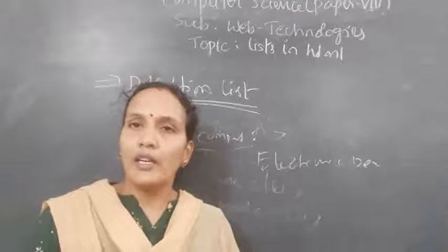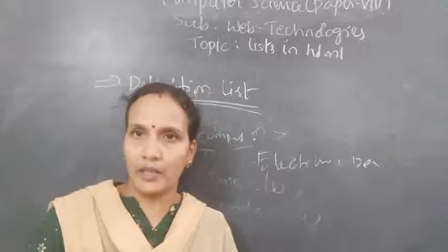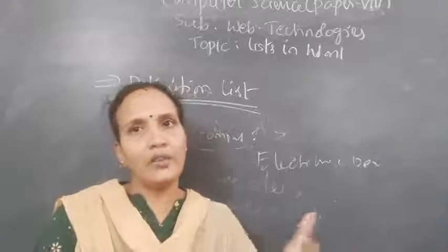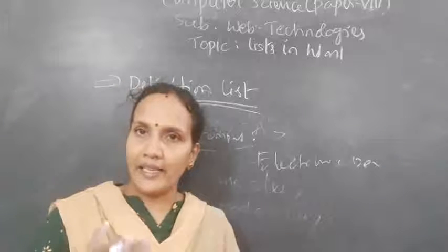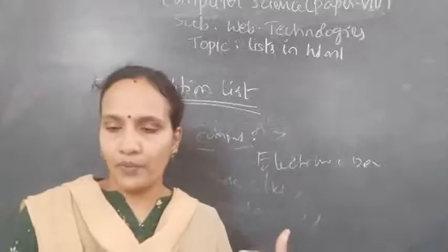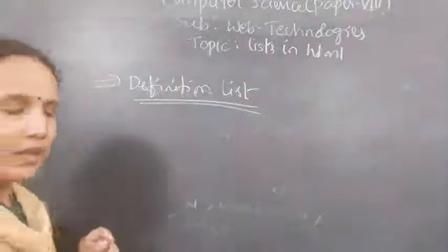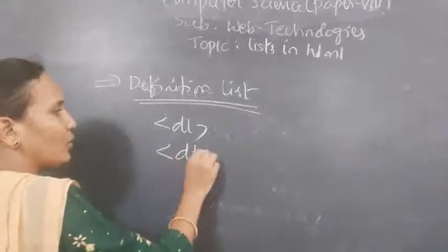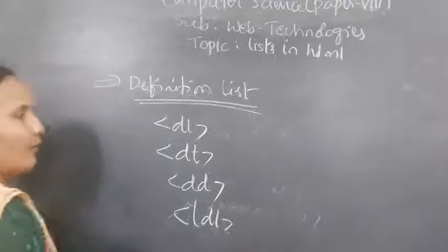So a definition list means that in one line it will give the word, and in the second line it will give the definition to that word, exactly how you have entries in the dictionary. Here, a definition list starts with the DL opening tag. Here you will get two tags, DT and DD, and it ends with DL.